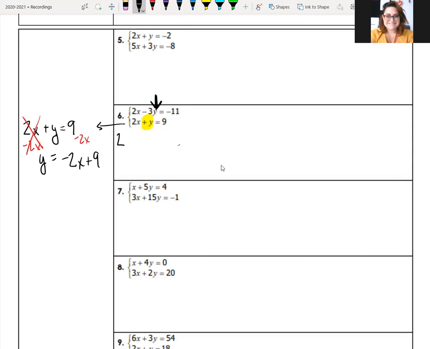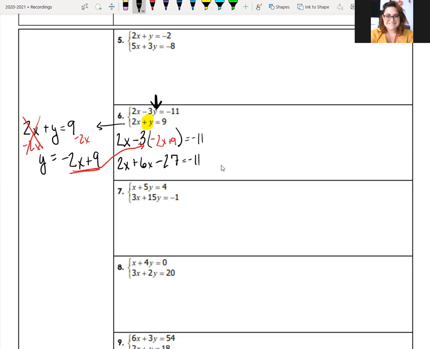So we will end up with 2x minus 3 times -2x plus 9. And then we can carry the rest of it down, so equals -11. We need to distribute that -3. -3 times -2 is going to give us positive 6x. And -3 times 9 is going to give us -27.